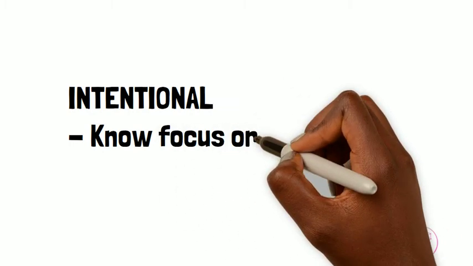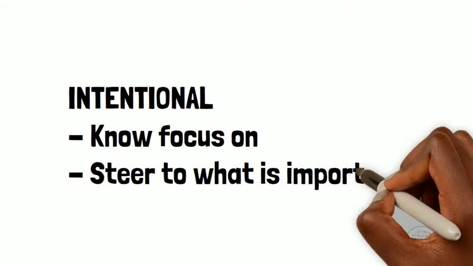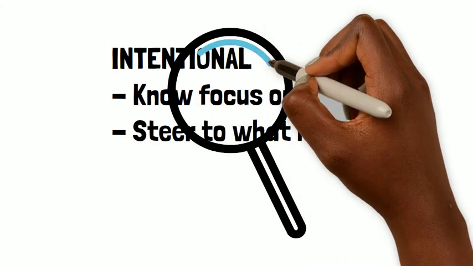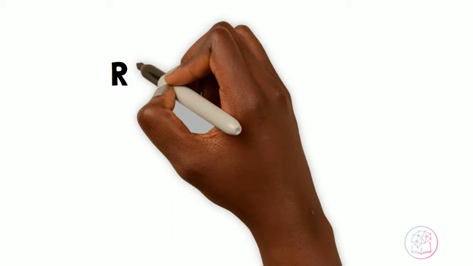Intentionality and reciprocity has two components. Firstly, intentional. This means that every learning experience has to be intentional. The teacher must know exactly what the learner should focus on and learn, and then deliberately steer the learner's attention to what is important. The teacher uses a metaphorical magnifying glass to focus the attention of the learner on the most essential concepts, principles, and features in the lesson material.